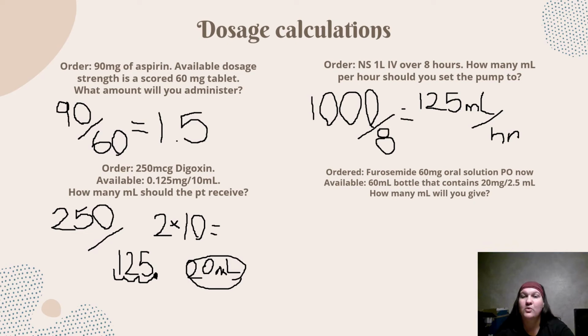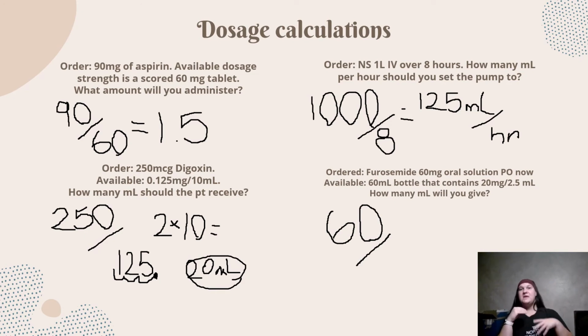So the order is for furosemide, 60 milligrams oral solution by mouth now. So desired over have. Desired, we have 60 milligrams. Available is a 60 mL bottle that contains 20 milligrams per 2.5 mL. How many mLs will you give? Yeah, that's great that the bottle has 60 milliliters. Great, whoop-de-doo. I don't care about that. How much is in that bottle doesn't even apply.